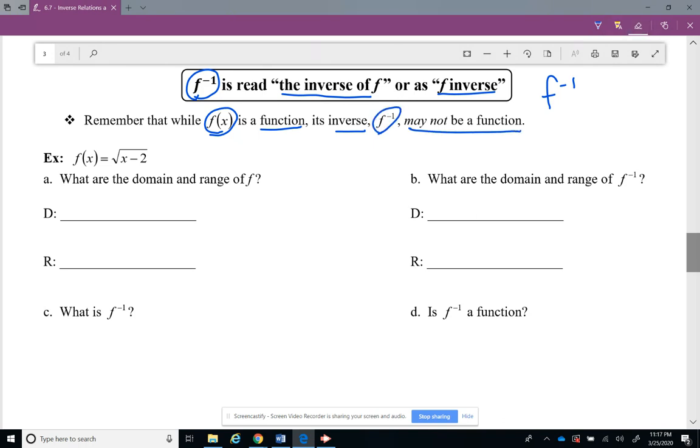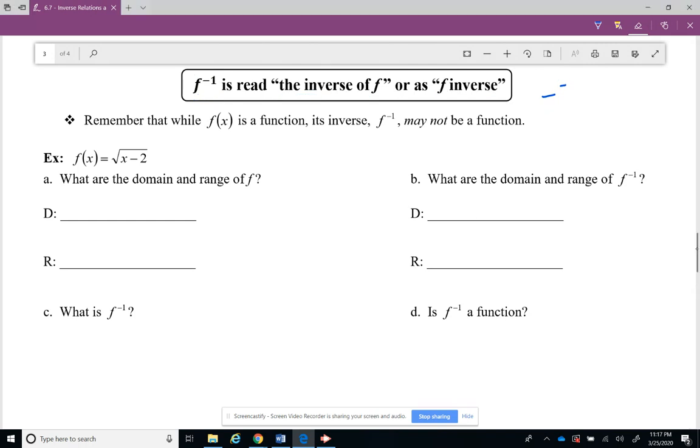And we actually figured that out yesterday whenever we were doing this, because we were doing parabolas and they were functions. But then we went and we swapped them and did the inverse, and it ended up being a sideways parabola, and that definitely was not a function. All right, so today let's look at functions and their inverses again.